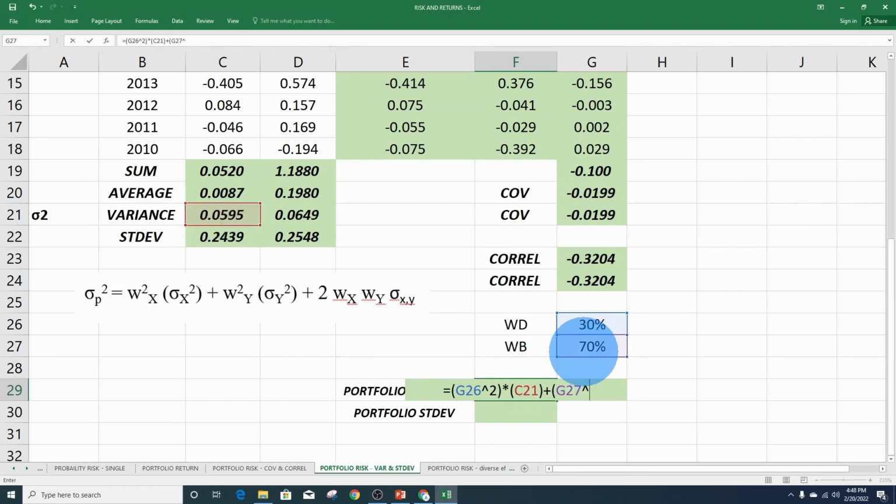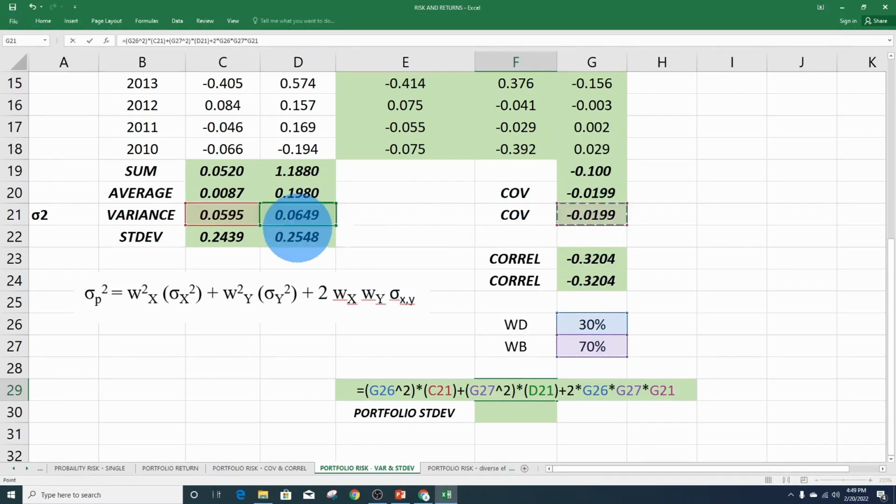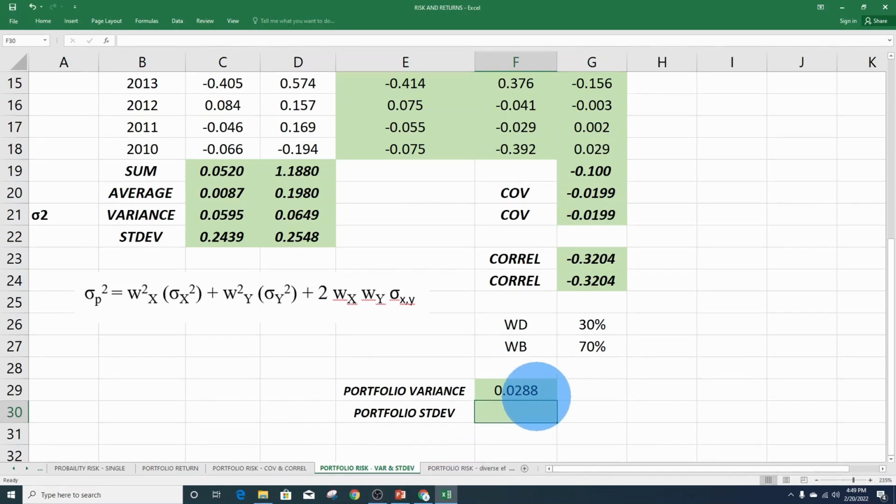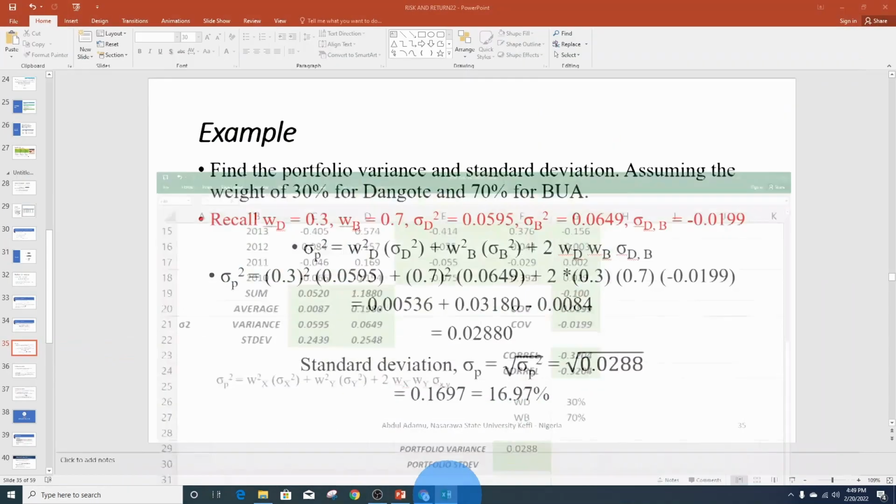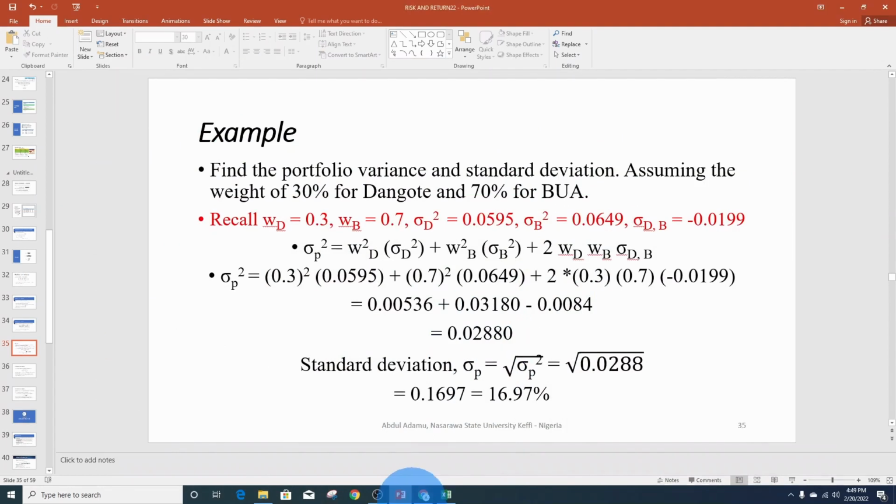70% raised to power 2 times our variance also, plus 2 times 30% times 70% times the covariance. I think that was the problem, so this is the covariance. So enter 0.0288. If you compare, that is the value we have here.